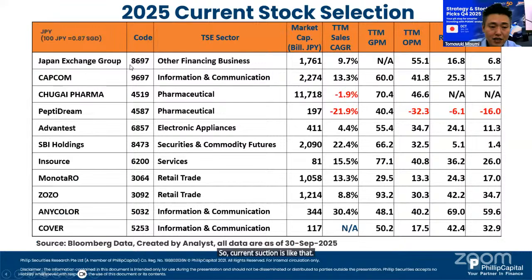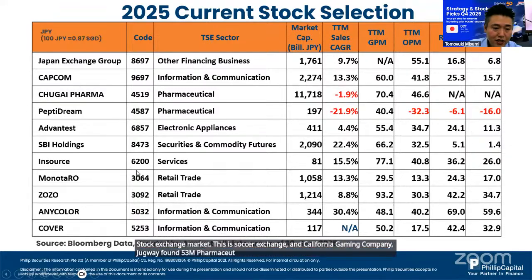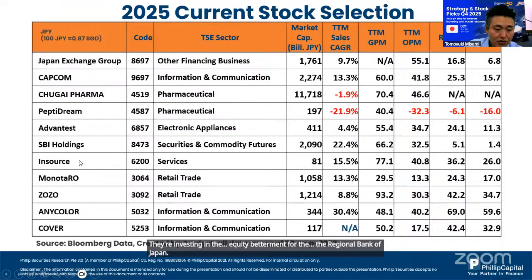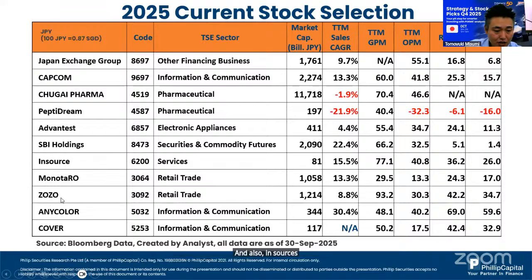Japan Exchange Group is the stock exchange operator. Capcom is a gaming company. Chugai Pharmaceutical and PeptiDream are pharmaceuticals. Advantest is a very prospective tester for semiconductor chips. SBI is securities and commodity futures, but they are also investing in equity in regional banks of Japan. Also INSOURCE is a consulting company, offering services and software as a service.